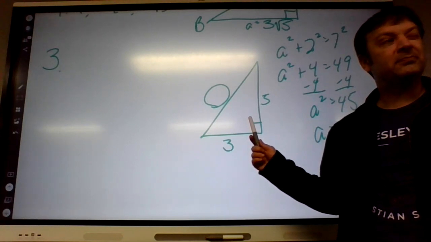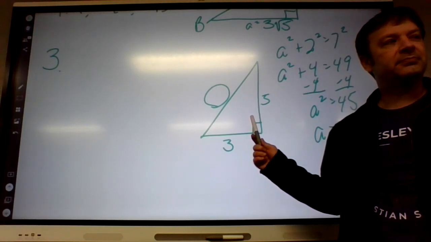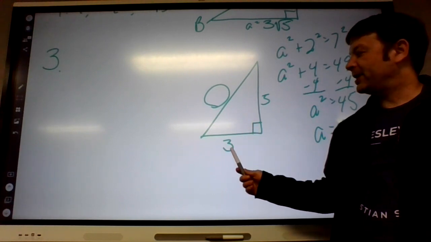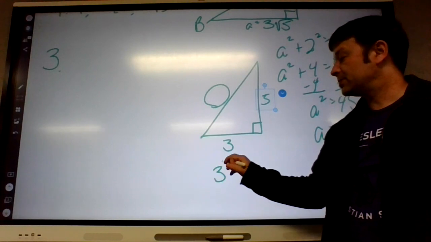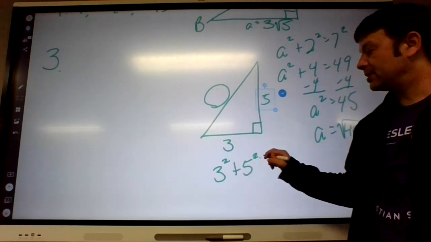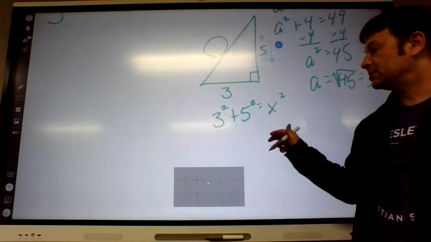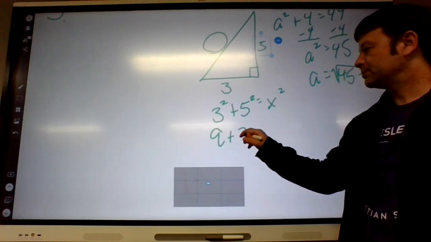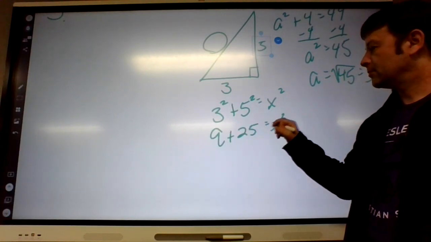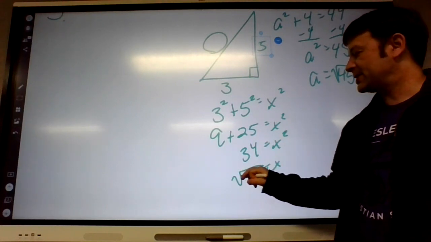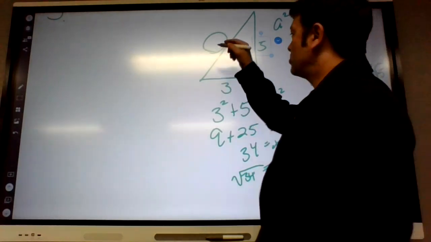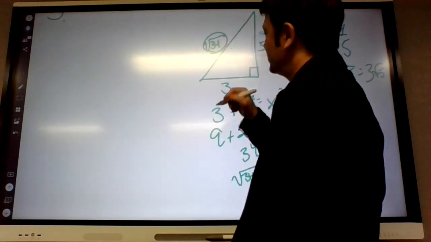Pythagorean theorem. The leg squared plus the leg squared equals the hypotenuse squared. 3 squared plus 5 squared equals x squared. All right, so this one, square root of 34, does that simplify? No. The only thing that goes into that is like 2 times 17.